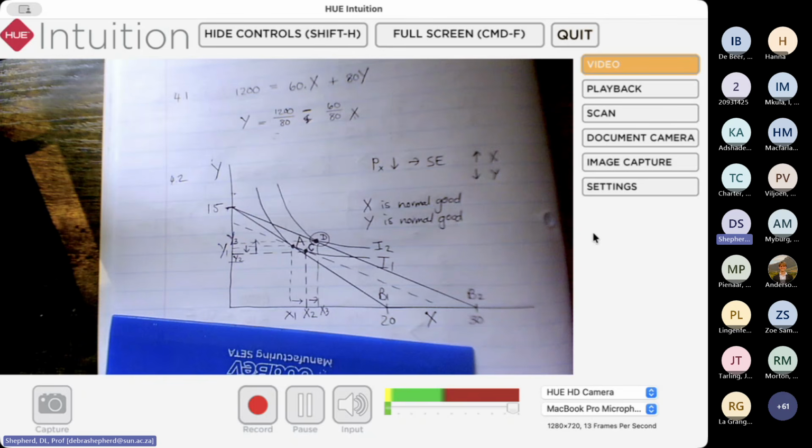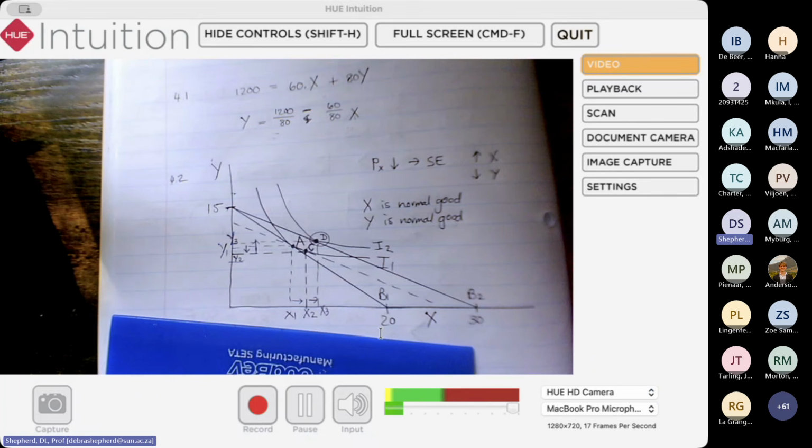Alternatively, you can think about the reciprocal of that. If the MRS at point D is half a unit of Y for 1 unit of X, that is equivalent to 2 units of X for 1 unit of Y. So the reciprocal can also be used in that case.